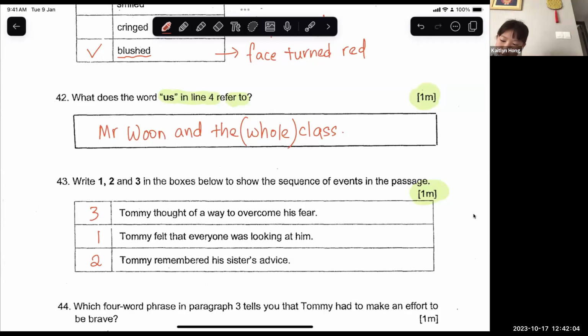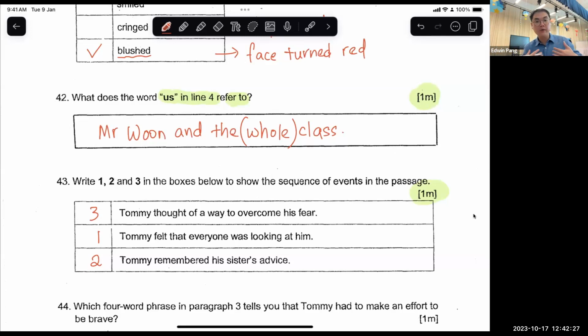Mr. Pang, yes, go ahead. For the previous question, I wrote only the whole class. Whole class cannot. Because us refers to Mr. Woon. When Mr. Woon says us, Mr. Woon is including himself. If it's just the whole class, then Mr. Woon would have said them. Okay, because Mr. Woon doesn't include himself, the word would have been them. Can you all see the difference between us and them?